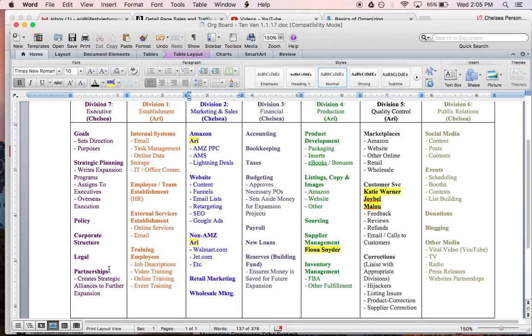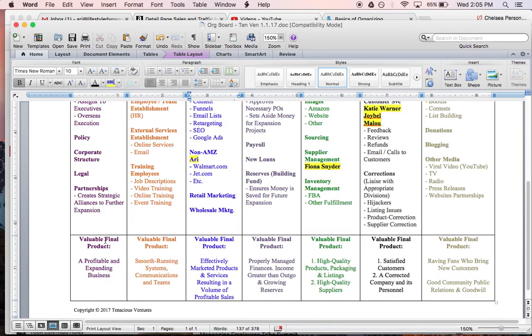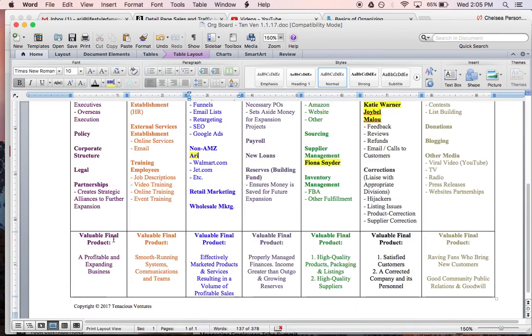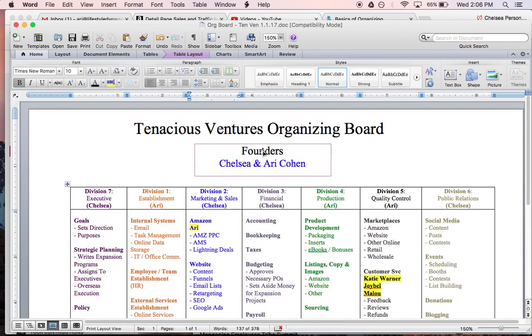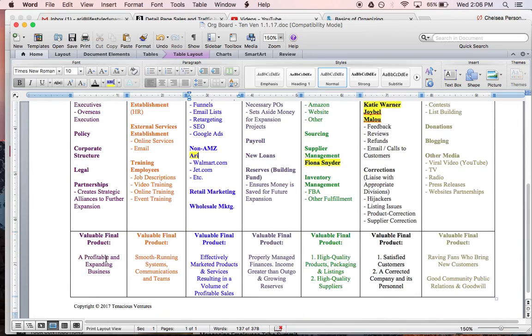And at the bottom of every division, you have something called a valuable final product. And that basically means when everything is said and done, that division of that organization is responsible for producing an end result that is tangible, it's valuable, it's final, meaning nothing else has to be done. It's completed, and it's a product, meaning it can be exchanged for money or some other tangible, exchangeable commodity. So in this case, the executive's valuable final product is a profitable and expanding business.